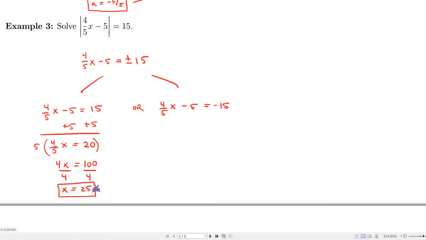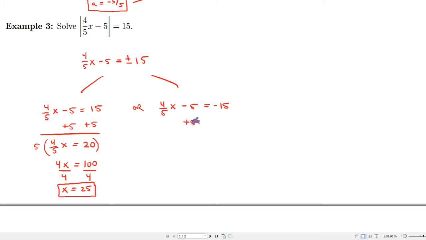And we could check that solution real quick coming up here. 25 divided by 5, right, is 5. 5 times 4 is 20. 20 minus 5 is 15. Absolute value of 15 is 15. So over here, what I'm guessing is we're going to get negative 15 from this solution, right? I mean, that's what we're solving for. We're solving for x. 4 over 5x minus 5 equals negative 15, right? Because the absolute value of negative 15 is 15. That's why this is legitimate procedure.